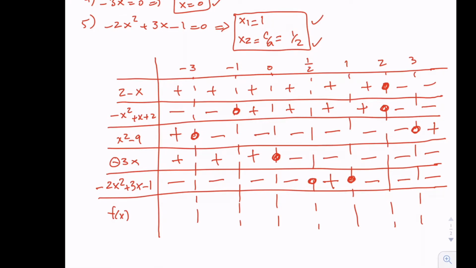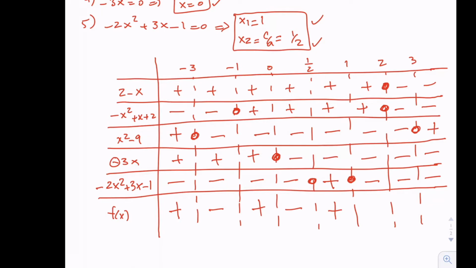So if we multiply these signs by each other, for x smaller than minus 3, we will get positive. Between minus 3 and minus 1, we will get negative. Between minus 1 and 0, we get positive. Between 0 and 1/2, negative. 1/2 to 1, positive.